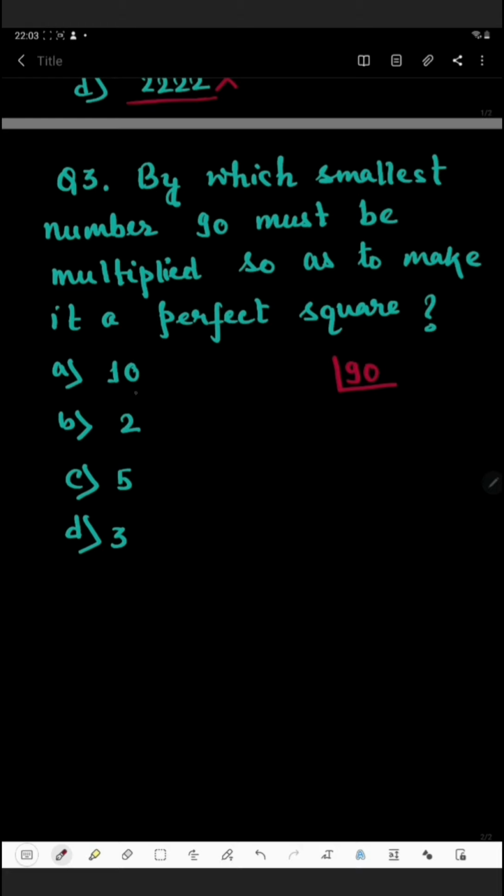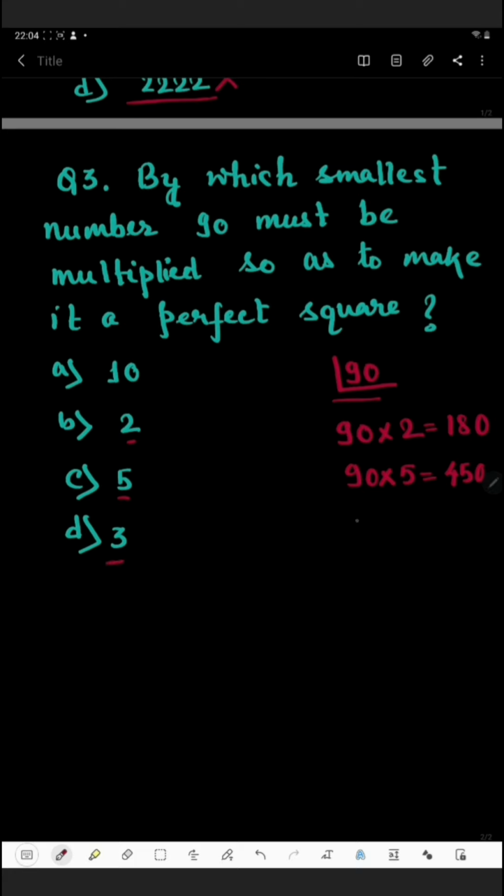But here all the options are given. So instead of finding the prime factorization, the easier way is to check the options. So here we have 90. At first we are taking 2. Now see, 90 multiplied by 2: 9 2s are 18 and 1 0. So we have 180, and 180 is not a perfect square number. Now if you take 5 and multiply by 90, then we'll get 5 zeros are 0, 5 nines are 45. So 450 is also not a perfect square.